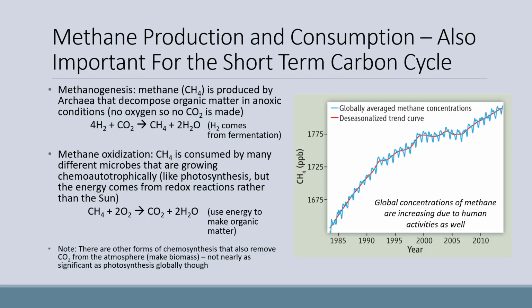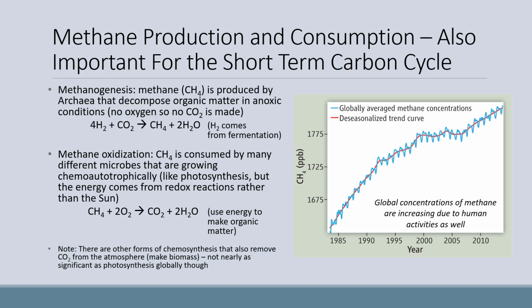In methane oxidation, methane is consumed by many different microbes that are growing chemoautotrophically. This is like photosynthesis, but the energy comes from redox reactions rather than the sun. The chemical equation is methane plus oxygen, though other types of oxidants can also be used, makes carbon dioxide and water. And methane oxidizers use the energy to make organic matter, which is not shown here, but that's why it is like photosynthesis. Note that there are other forms of chemosynthesis that also remove CO2 from the atmosphere, meaning they make biomass, but they are not nearly as significant as photosynthesis globally.